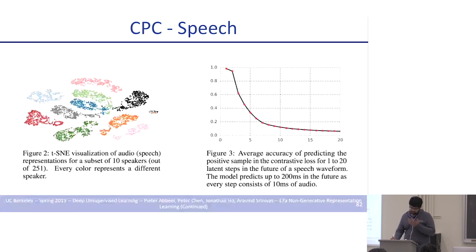And here are their results on speech. They used the LibriSpeech dataset, which is available online to download, with no preprocessing. Note that in WaveNet, they actually use mu-law preprocessing and so on. Here, it's only the raw audio.